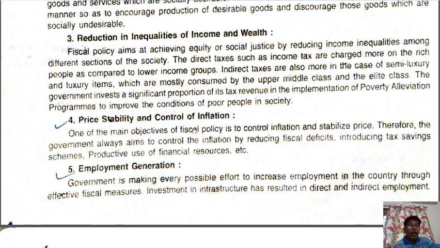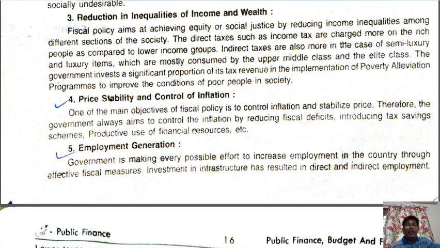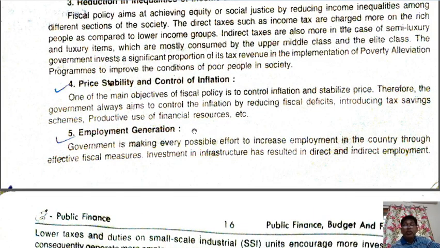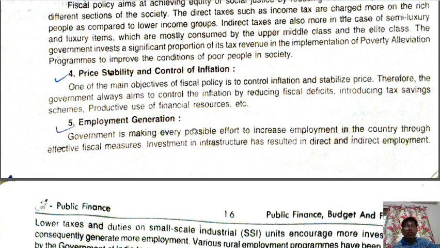Next, price stability and control of inflation. One of the main objectives of fiscal policy is to control inflation and stabilize prices. Therefore, the government always aims to control inflation by reducing the fiscal deficit, introducing tax saving schemes, and making productive use of financial resources. This helps to initiate price stability and control inflationary conditions.